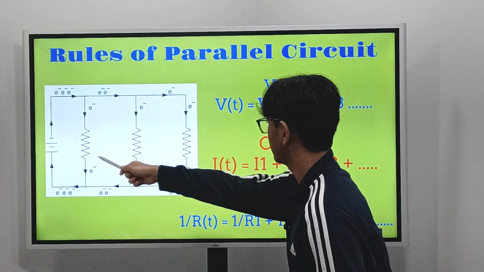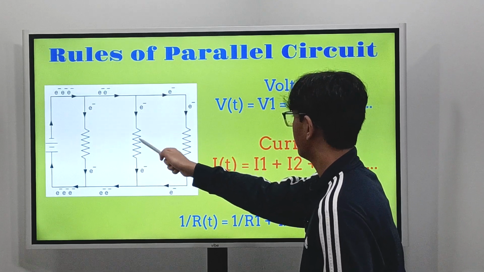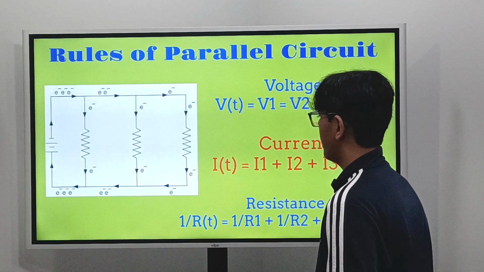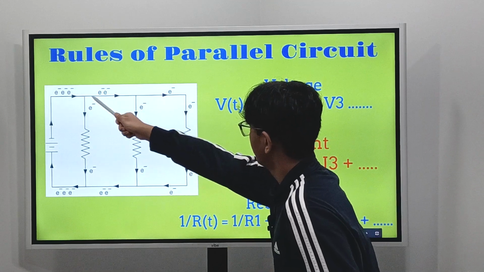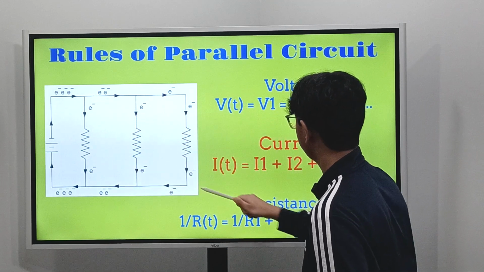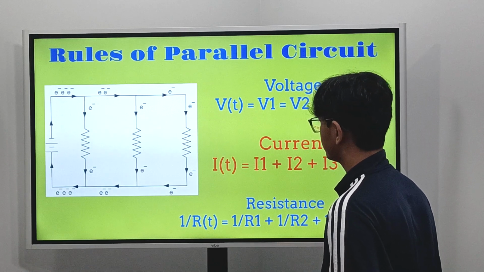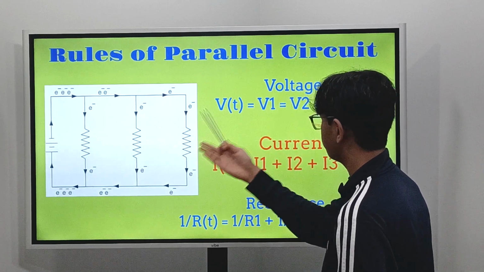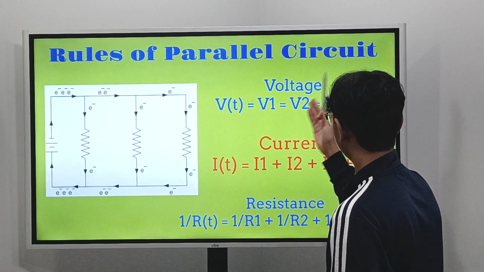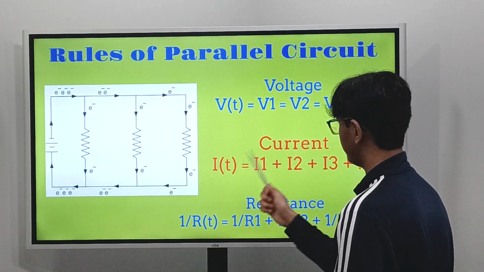So this voltage is going to be the same as this voltage, and this voltage is going to be the same as this voltage. And this is because if you were to measure from here to here and all 3 of these, the voltage is all going to be the same. So that's why we have voltage. So V1 is equal to V2 and is also equal to V3.